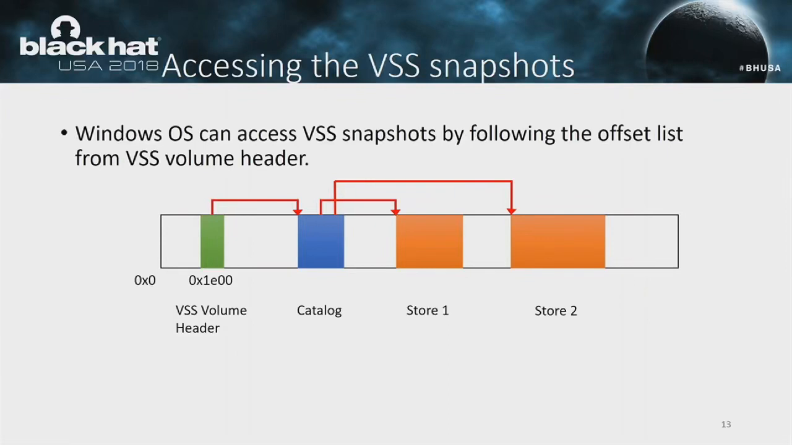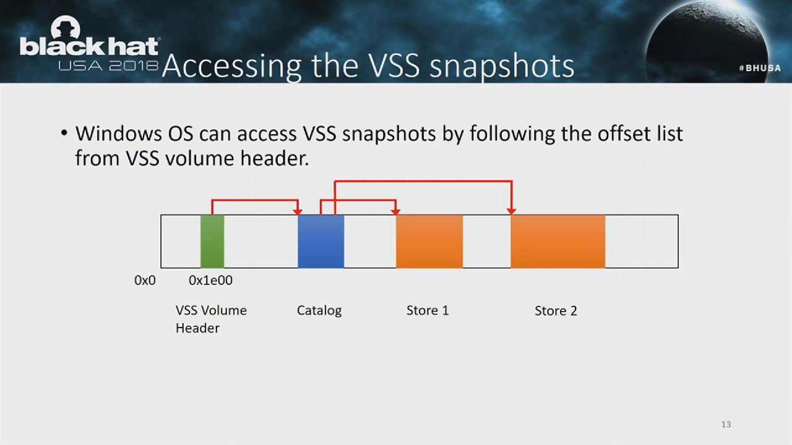Actually, there is further data called VSS volume header beside the catalog and store. VSS volume header is created at the offset 1E00 in hex of the NTFS volume.